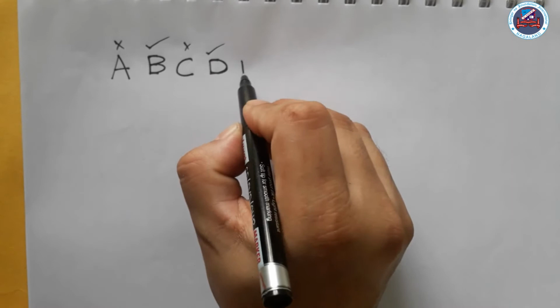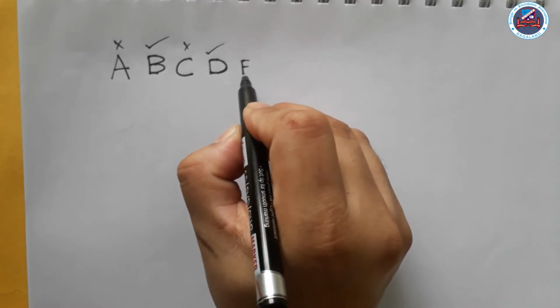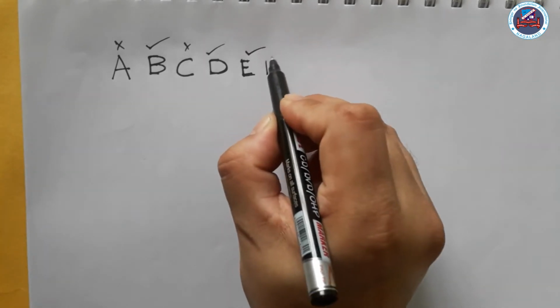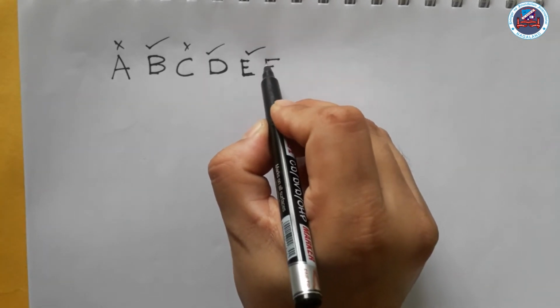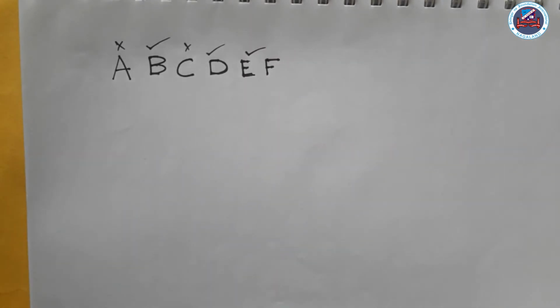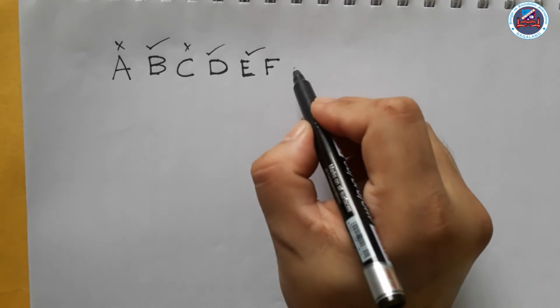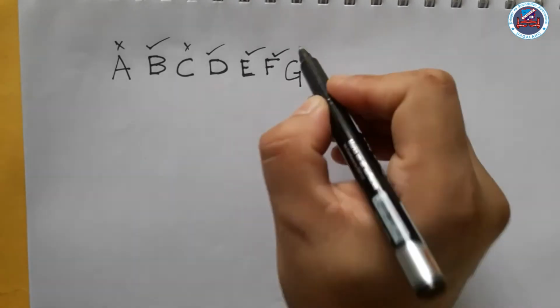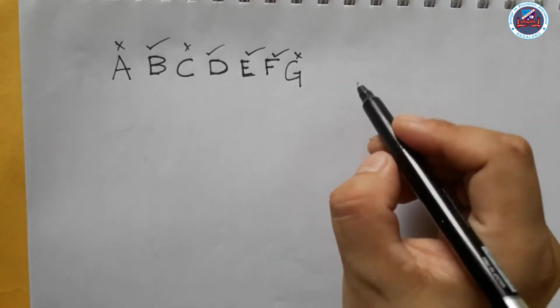Now what about E? We can clearly see that this one and this one, they are parallel. Now F, again we can see that this line and this line, they are parallel. Now G does not have any parallel lines.